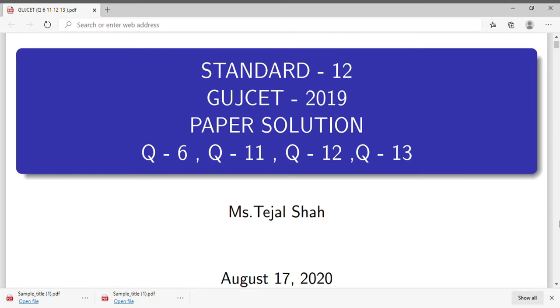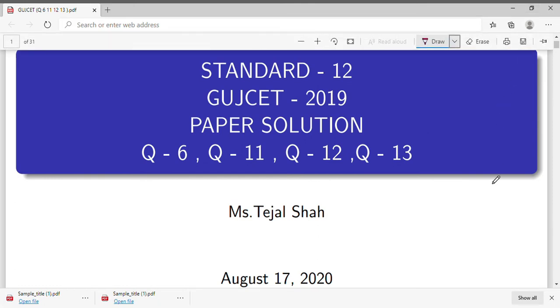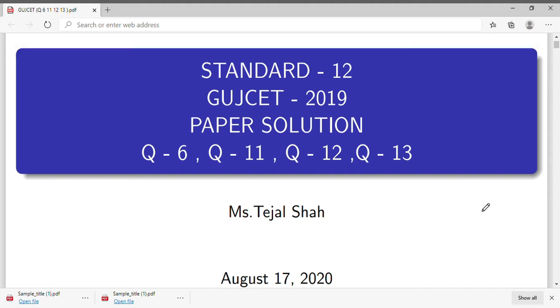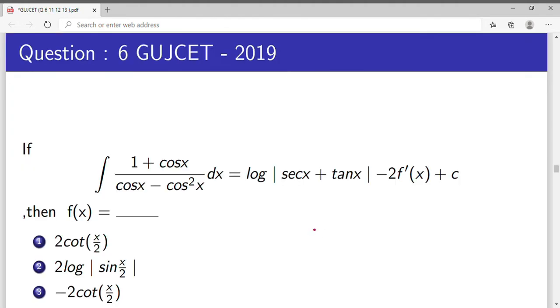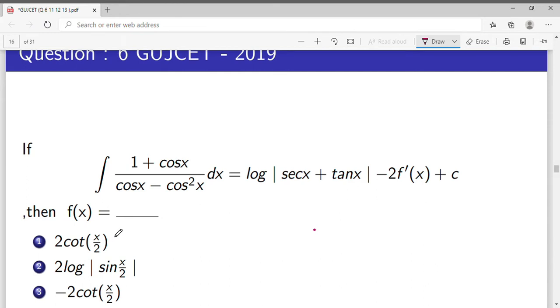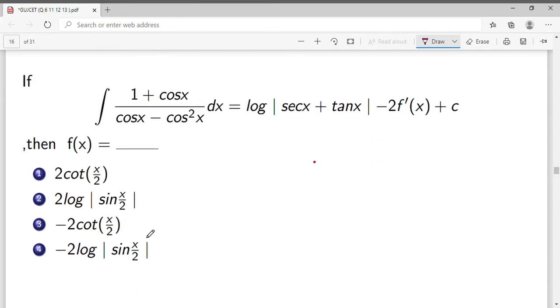Hello friends, today we will discuss GUJCAT 2019 paper solution, questions number 6, 11, 12 and 13, based on the topic differentiation and integration. Question number 6, GUJCAT 2019: if the integration of (1 plus cos x) upon (cos x minus cos square x) dx equals log mod of sec x plus tan x minus 2 f dash x plus c, then f of x equals blank.